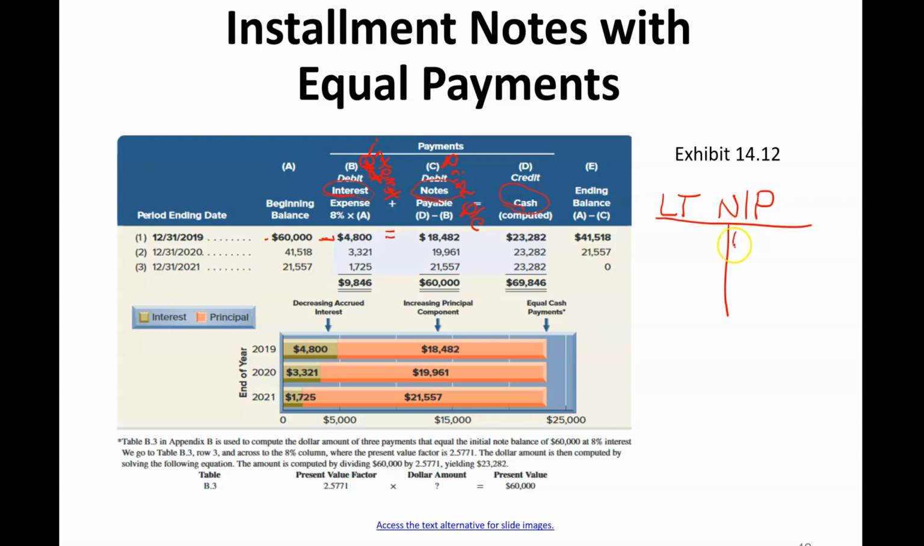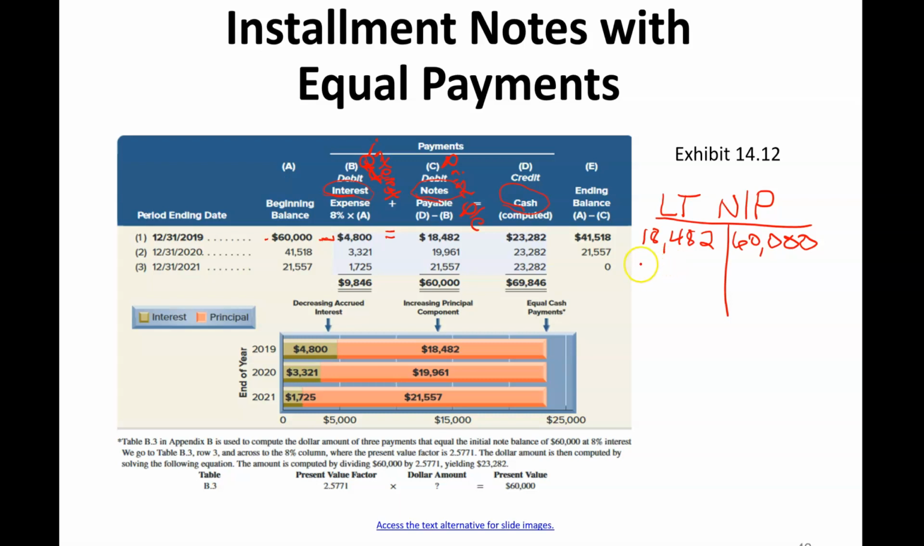Note payable has a credit balance of $60,000. And then we made our first annual payment of $23,282. But out of that $23,000, $18,482 went to note payable, and the $4,800 went to interest.